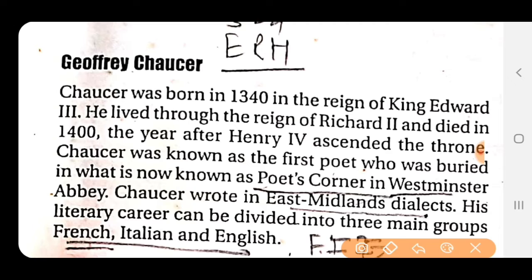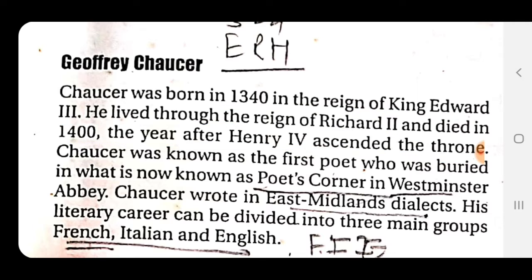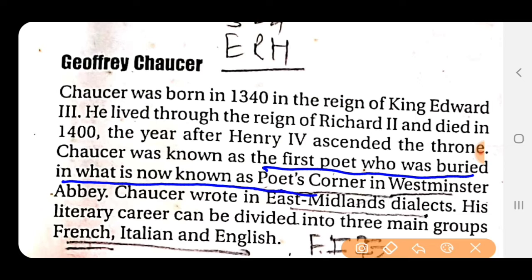Chaucer was born in 1340 in the reign of King Edward III. He lived through the reign of Richard II and died in 1400, the year after Henry IV ascended the throne. So he saw the reign of three kings. Chaucer was known as the first poet who was buried in what is now known as Poets' Corner in Westminster Abbey. So Chaucer पहला व्यक्ति था जिसे वेस्टमिंस्टर अबे में दफनाया गया.